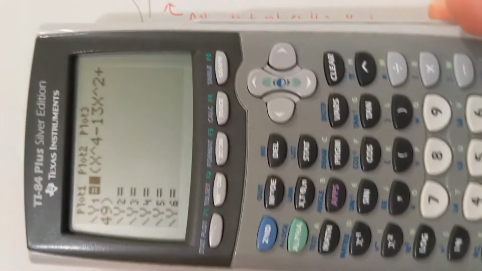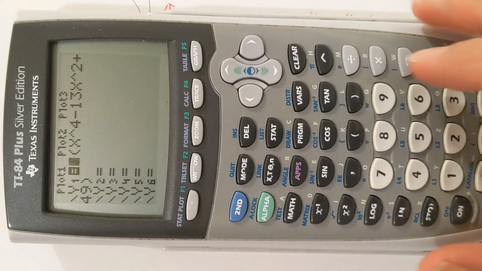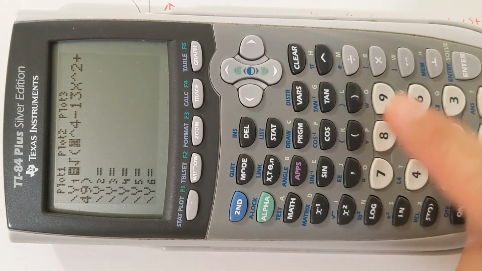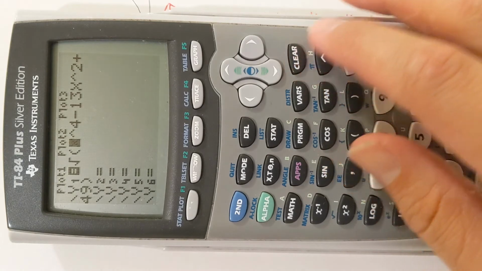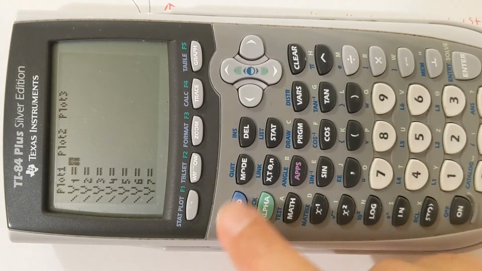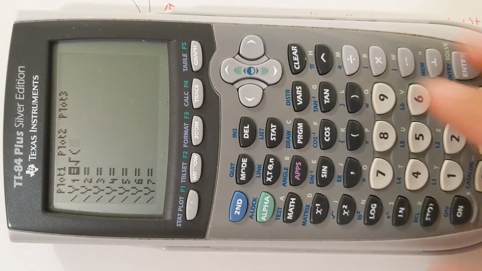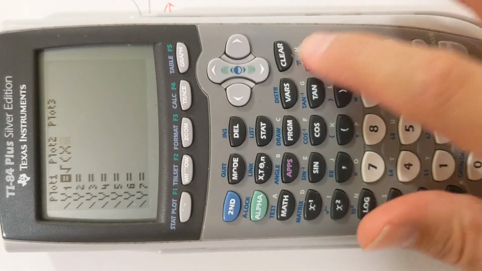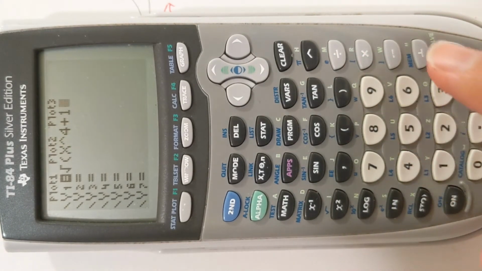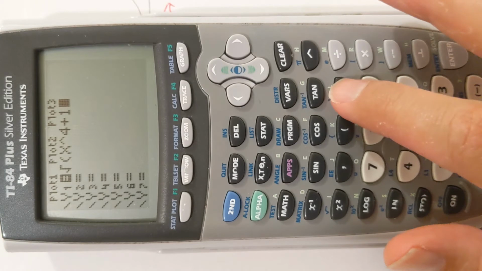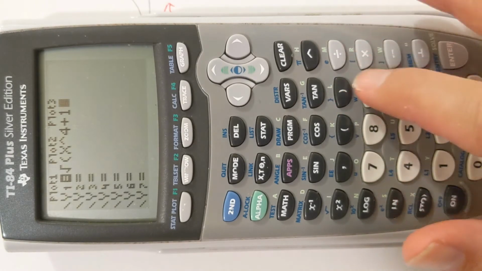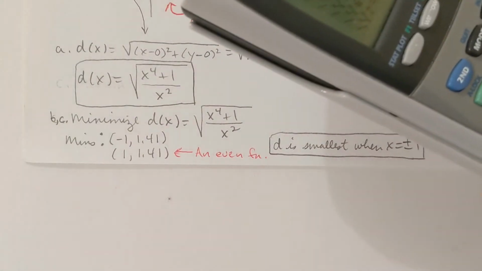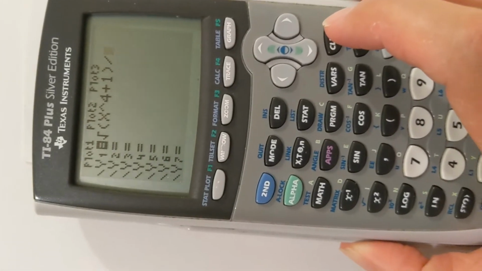So the distance, using my calculator here, I get, whoops, let me see, square root of x to the 4th plus 1, divided by square root of x squared.